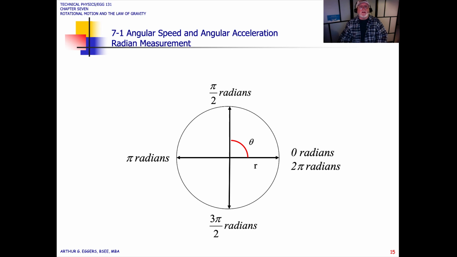So now what we need to do is look at how we develop our radian measurements. So when we come back, we're going to take again a look at this unit circle, and we're going to divide it up into radians.